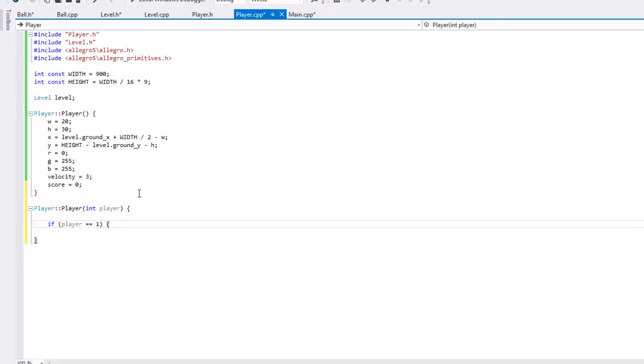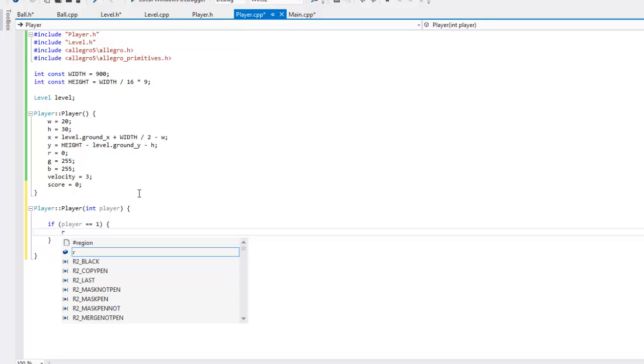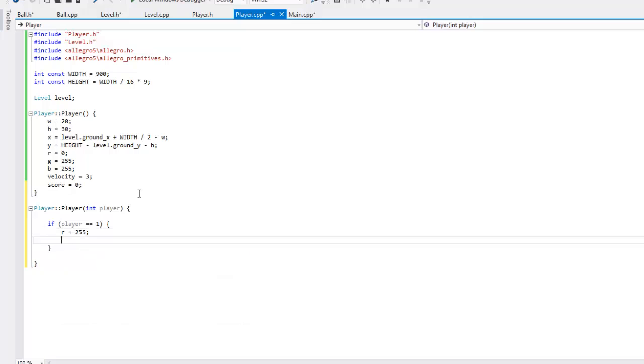So, if it's player 1, then we're going to give these attributes to him. We're going to make him colored red, or I'm going to. You don't have to. Width is going to be equal to 10, height 80 pixels. Hopefully that all makes sense. He's 10 by 80. That's how long and skinny he is.